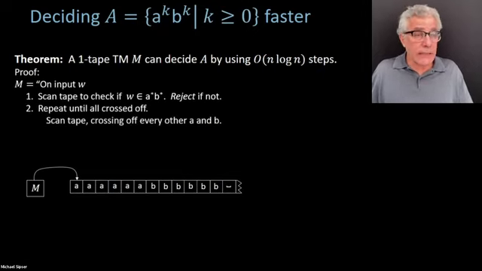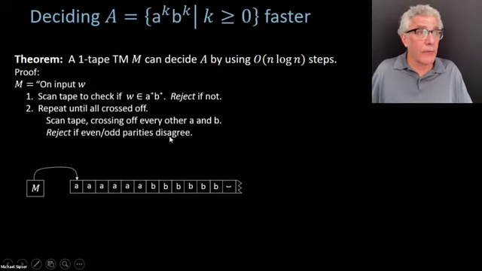Instead of crossing off a single A and a single B, or some fixed number of A's and a fixed number of B's, we're going to cross off every other A and every other B. In that way, we're going to essentially cut the number of A's and B's in half. And that's why the number of iterations is only going to be a log instead of linear. Okay, so we're going to cross off every other A and every other B. And at the same time, we're going to keep track of the even-odd parity of the number of A's that we've seen and the parity of the number of B's that we've seen that have not yet been crossed off.